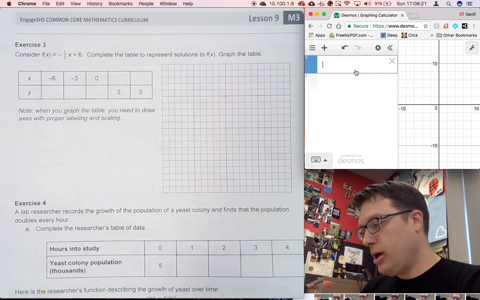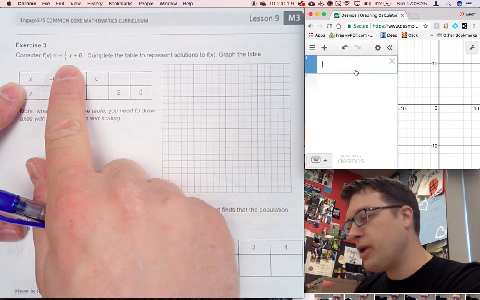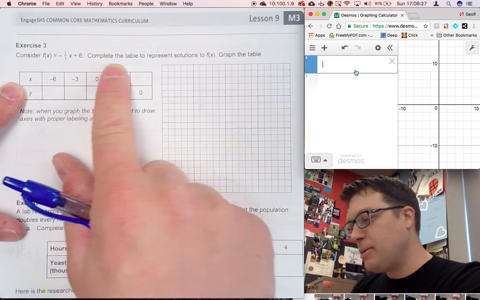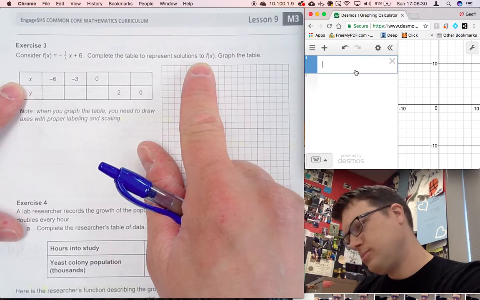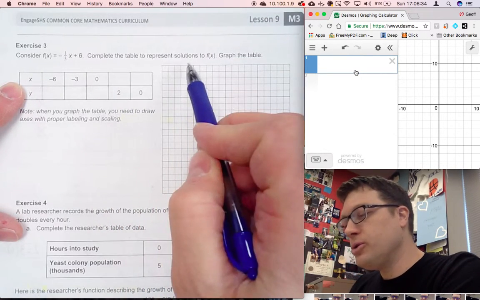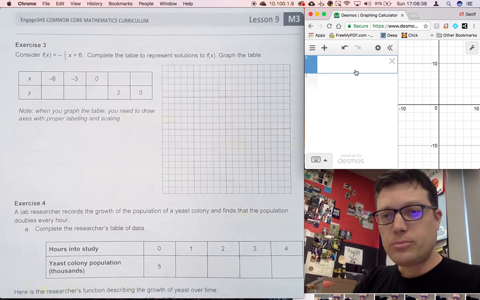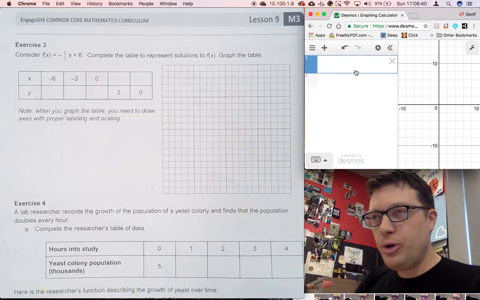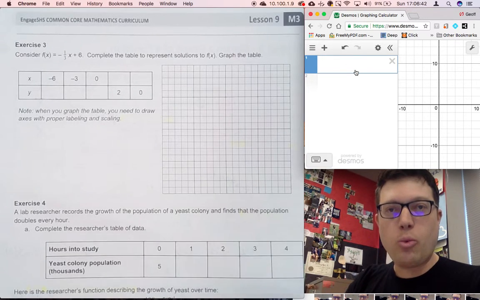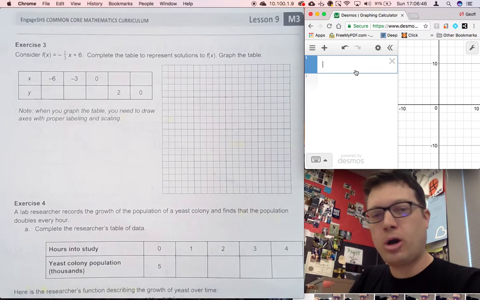Okay, in example 3, consider f of x equals negative 1/3 x plus 6. Complete the table to represent solutions to f of x. I read it wrong the first time. A solution is an ordered pair, x and y, and when you plug in your x number, the y value you get back goes with that number. So together they make what we call a solution.